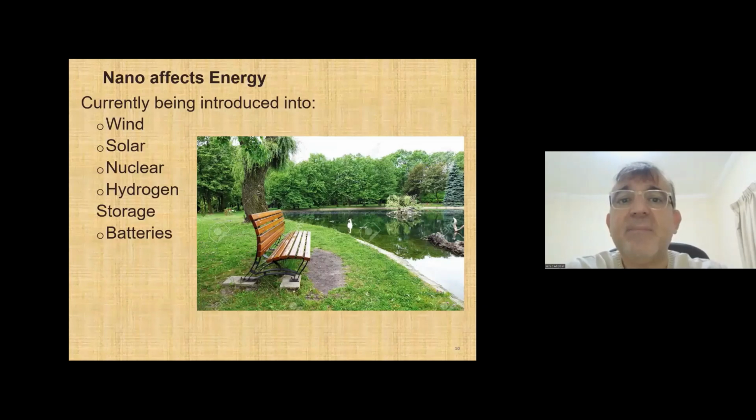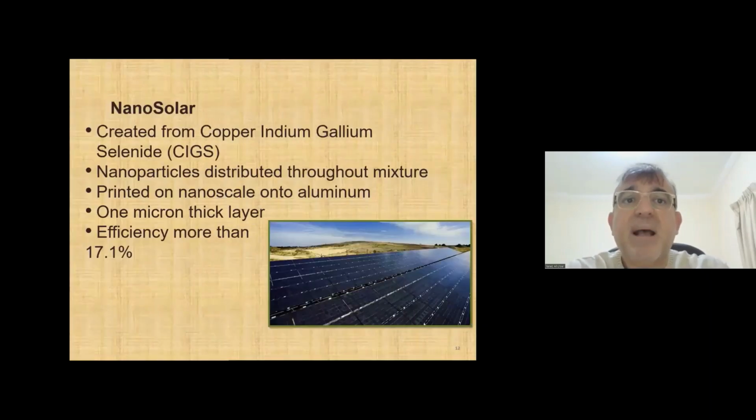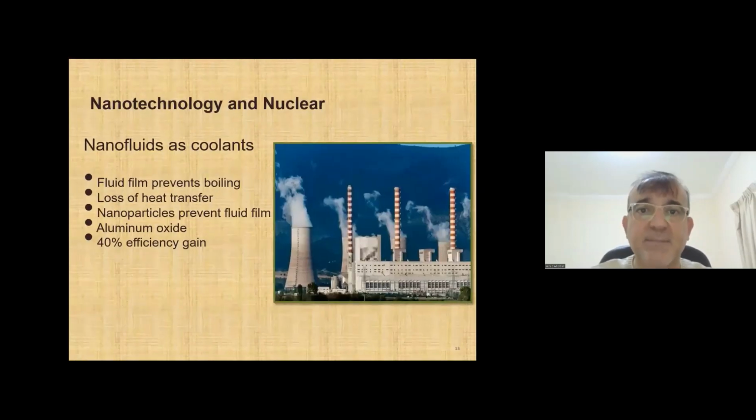Currently, nanoenergy is introduced into wind energy, solar energy, nuclear energy, hydrogen storage, and batteries. The applications of nanotechnology in wind are nanoparticle bearings, thin coatings, and nanomaterials to strengthen the turbine. For nanosolar, created from copper, indium, gallium selenide, CIGS, nanoparticles are distributed throughout a mixture, printed on a nanoscale onto aluminum, a 1 micron thick layer, and the efficiency is more than 17.1%.